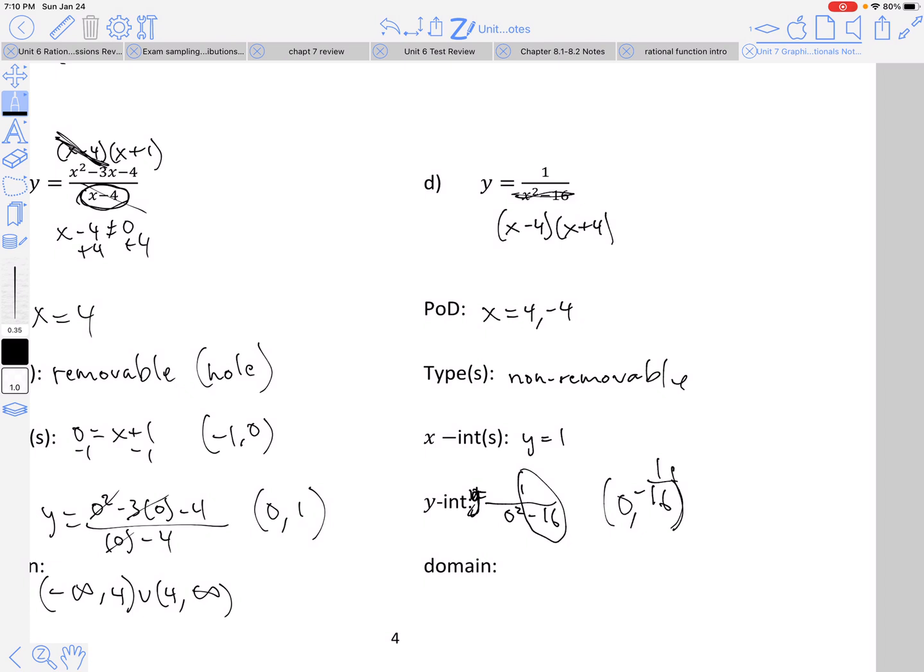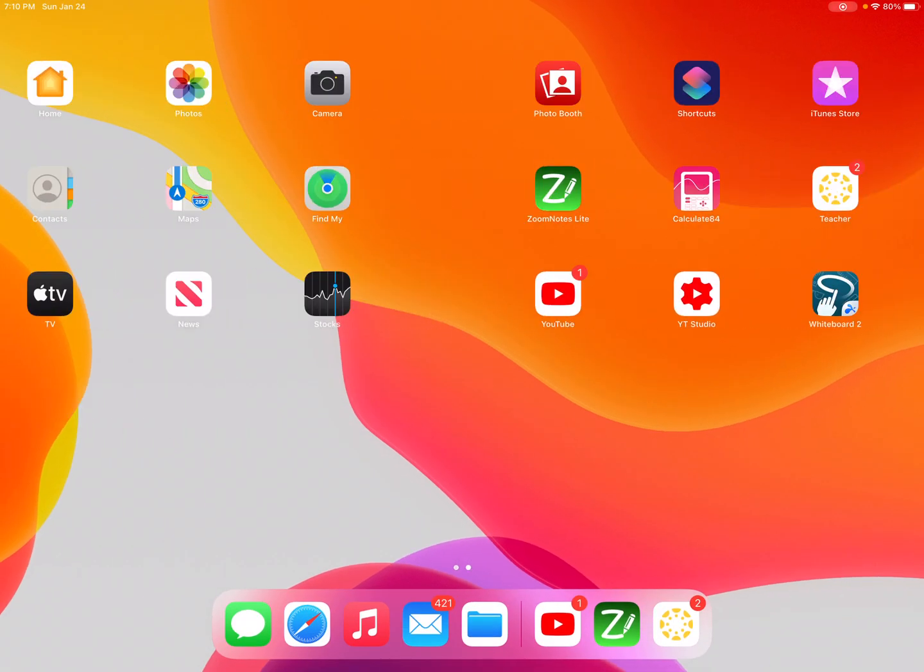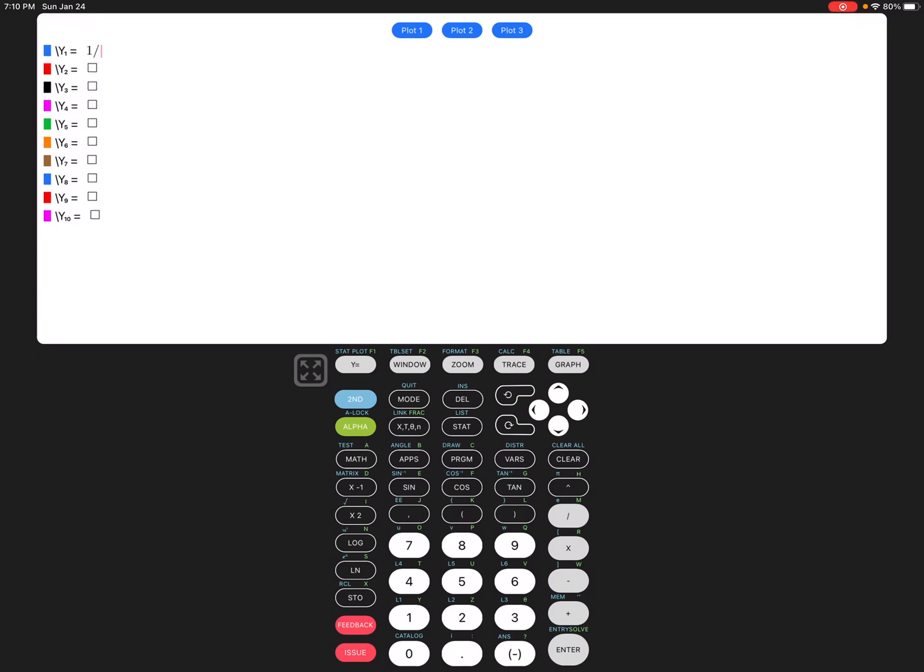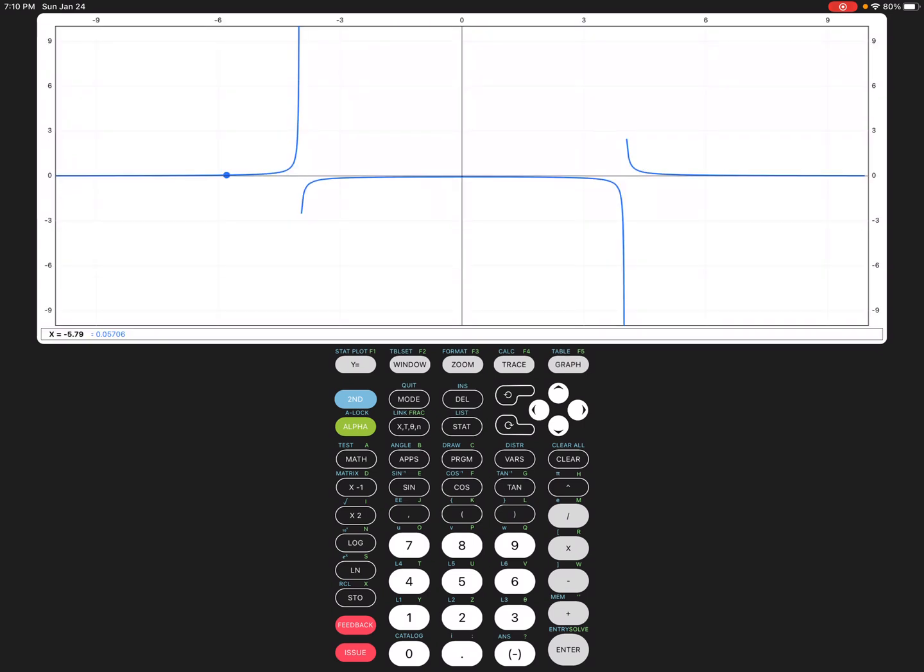Now I want to show you something about your x-intercept real quick. So we had something weird kind of happen there. So if we graph this on the calculator, as long as you put it in correctly, it'll do what we want it to do. So I'm going to put in that original function that we had, and I'm going to hit graph.